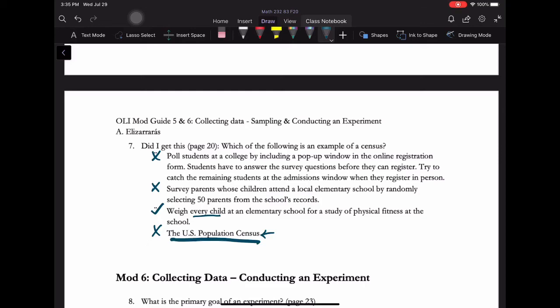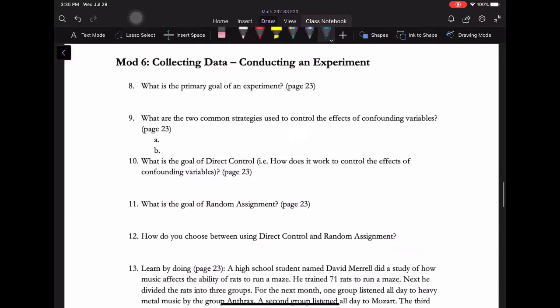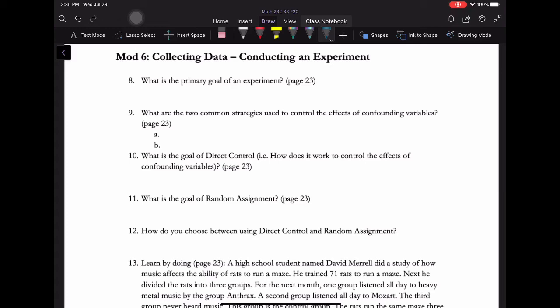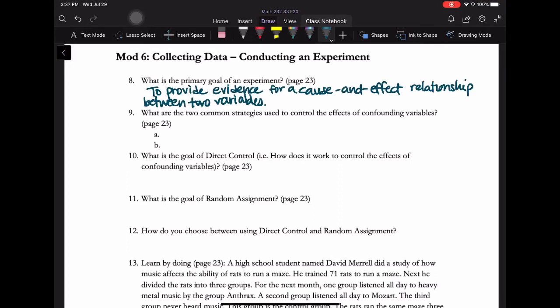To move on to Module 6's guide. What is the primary goal of an experiment? Well, our idea, remember we focused on this last in Module 4, is that we want to infer cause and effect. So the primary goal of an experiment is to provide evidence for a cause and effect relationship between two variables. There are two common strategies used to control the effects of confounding variables.